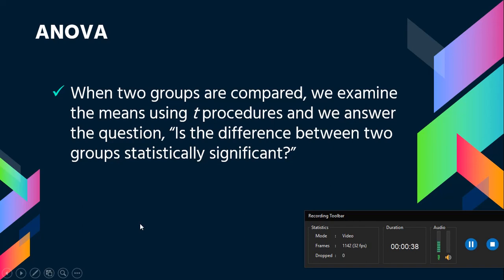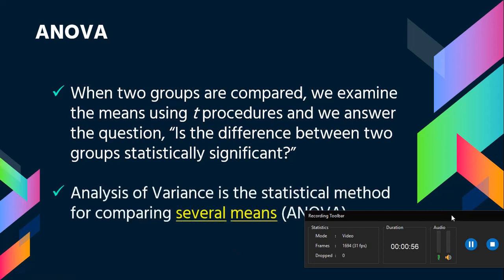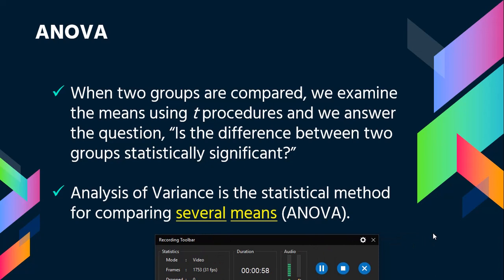In our last few chapters, we've had the ability to compare two groups. When we do compare two groups, we've been using t procedures, and the idea behind that is to ask ourselves, is there a difference between the two groups, and is it statistically significant? When we use analysis of variance, this is our statistical method for comparing several means, and we abbreviate it ANOVA.